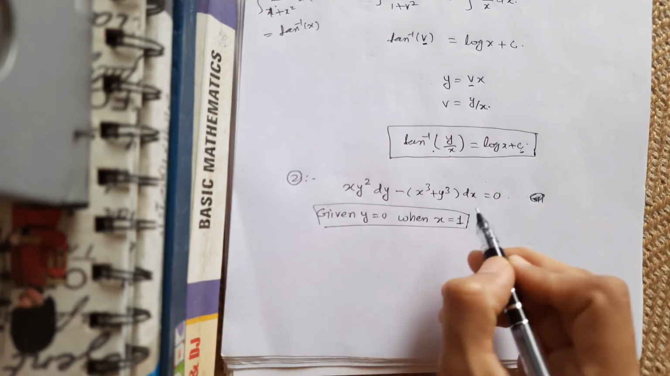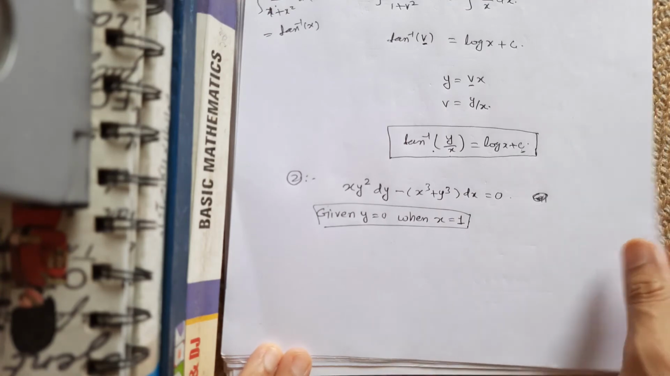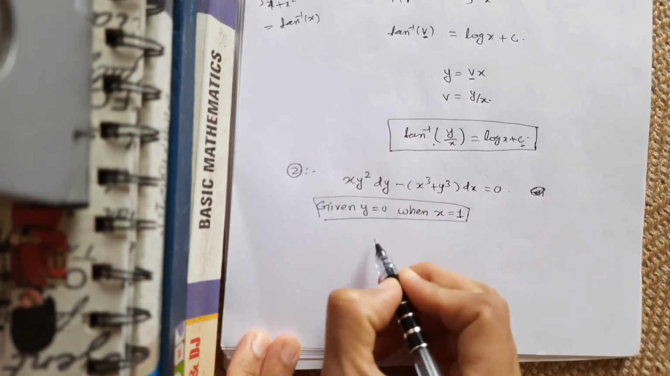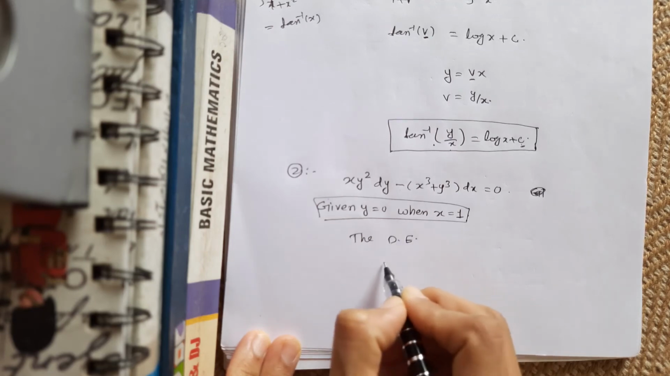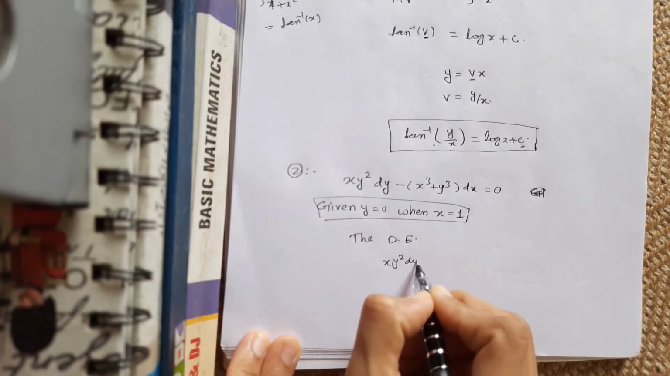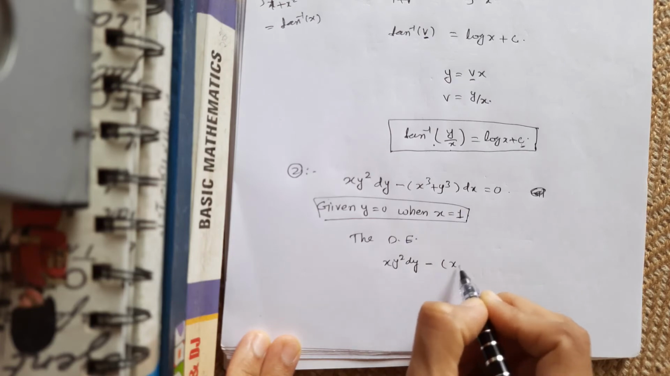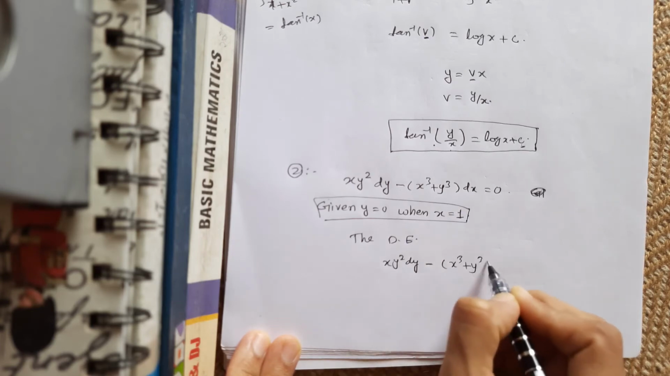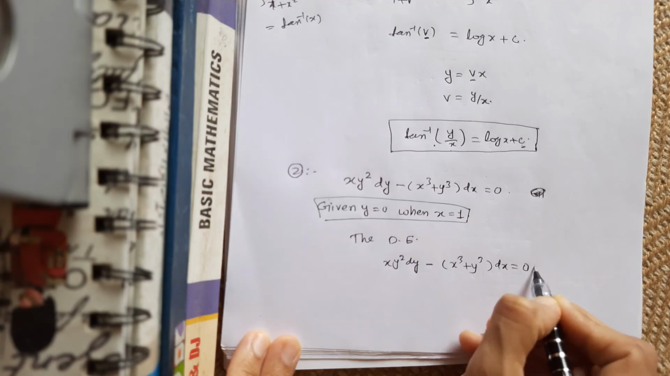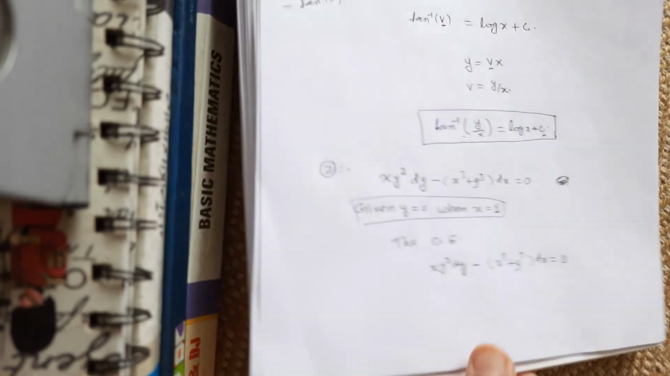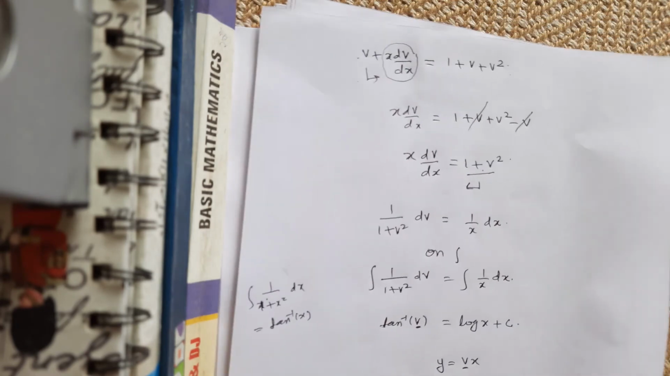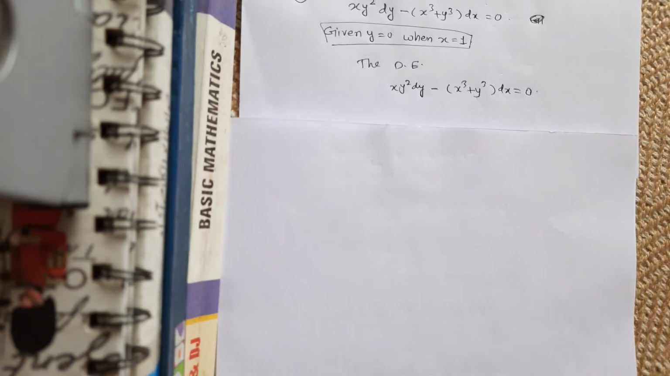Now first of all we will try to solve this. The given differential equation is xy² dy − (x³ + y³) dx = 0. This is our differential equation. So let me just take the page and put it here. Okay.